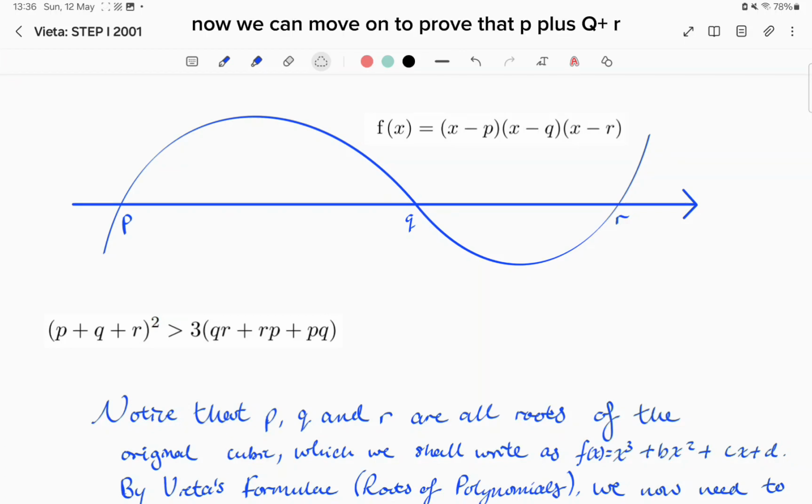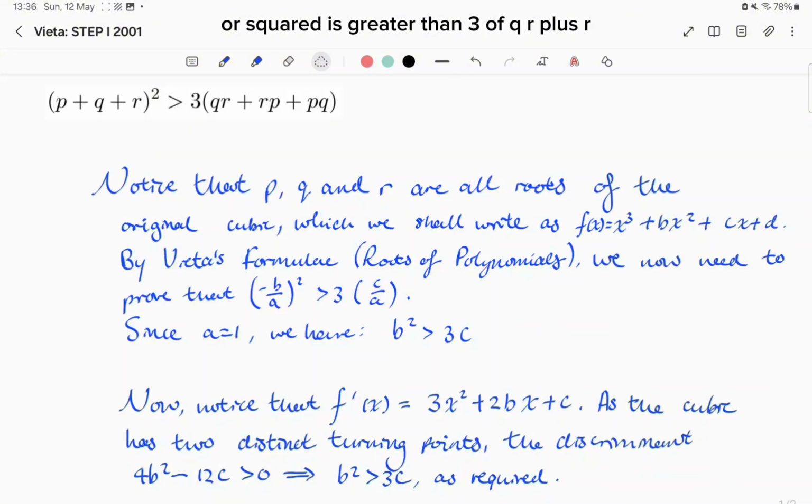Now we can move on to prove that (p plus q plus r) all squared is greater than 3 of (qr plus rp plus pq). First, we'll notice that p, q, and r are all roots of the original cubic, which we shall write as f of x equals x cubed plus bx squared plus cx plus d. By Vieta's formulae, which is roots of polynomials in the A-level syllabus, we now need to prove that (negative b over a) all squared is greater than 3 of (c over a). Since a equals 1, we therefore have b squared is greater than 3c, which is what we need to now prove.